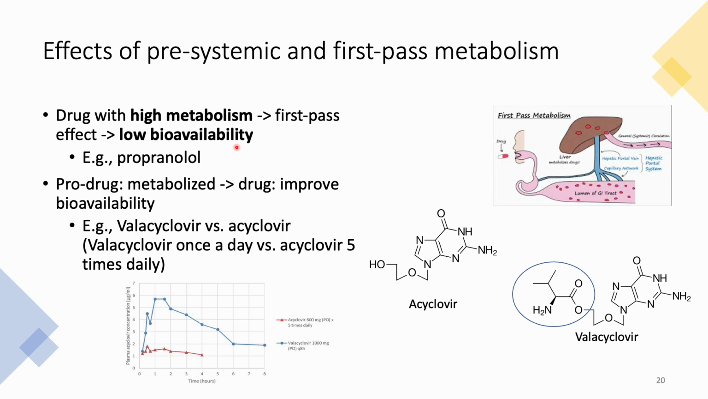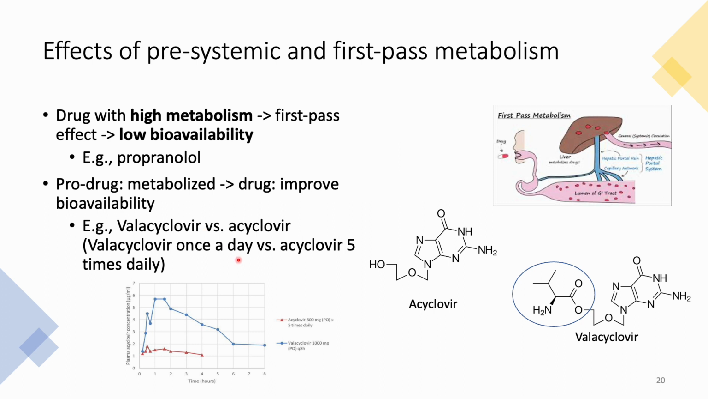To solve the problem for many kinds of drugs with first-pass effects, a prodrug can be used instead of the original drug. If a prodrug is used, the prodrug is metabolized but not the drug. When it is metabolized, the prodrug will release the drug, and that helps to improve the bioavailability. One good example is acyclovir and valacyclovir, which are antiviral drugs.